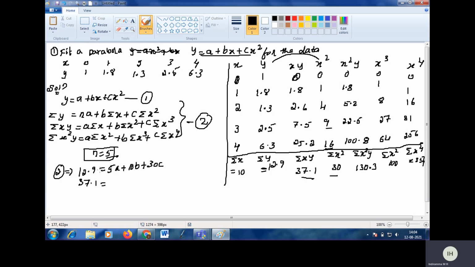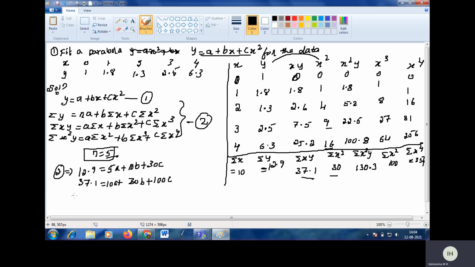37.1 is equal to A into summation of x, which is 10, so 10A, plus summation of x square into B, which is 30B, plus summation of x cube into C. What is summation of x cube? 100, so 100C. So 10A plus 30B plus 100C is equal to 37.1. Next, come to the third equation of system of equations 2.